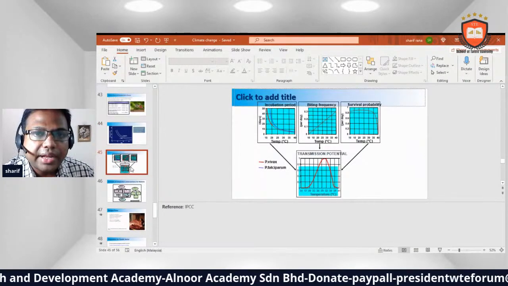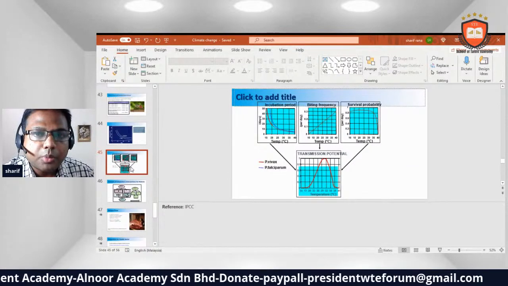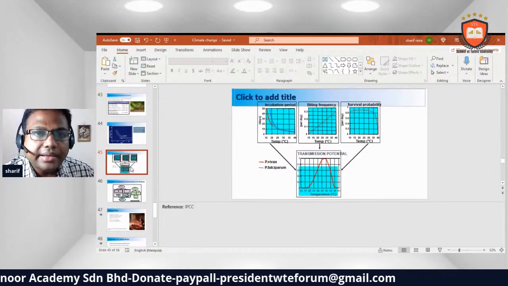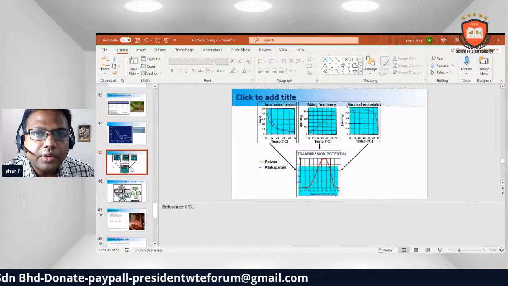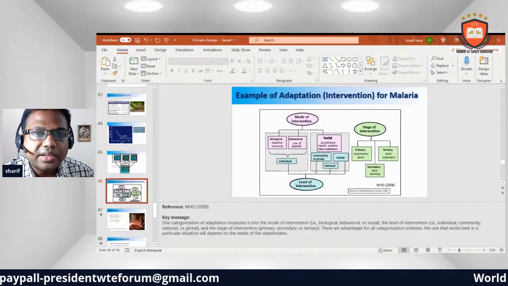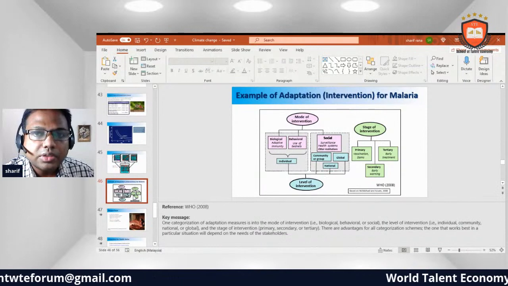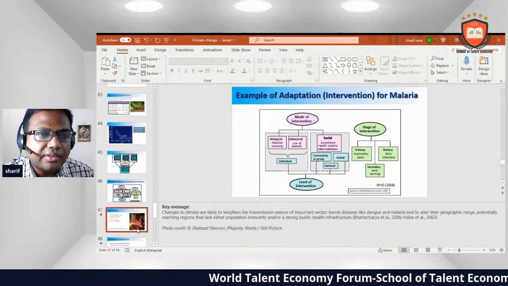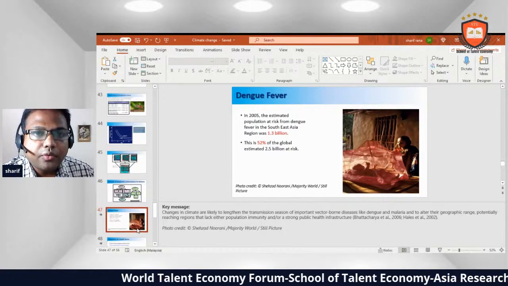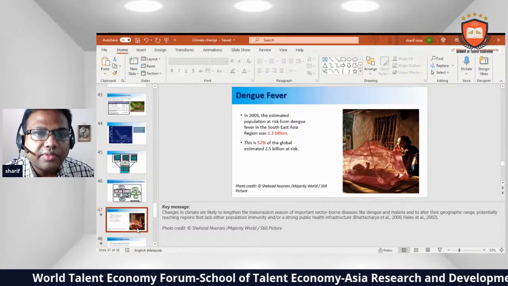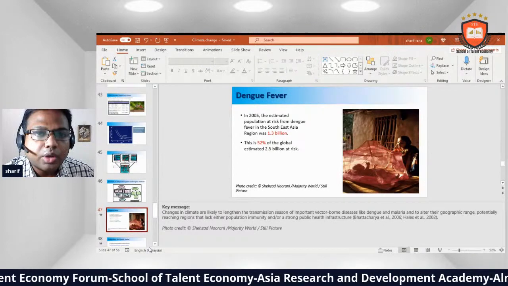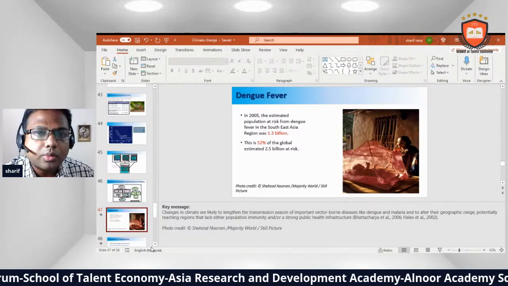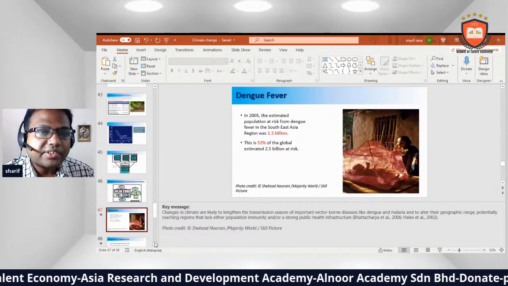There are different kinds of biology for transmission potential: biting, incubation period, biting frequency, survival periods, we are observing. An example of adaptation for malaria: mode of intervention, stage of intervention, level of intervention. Dengue fever: the estimated population at risk of dengue fever in Southeast Asia was 1.3 billion people, 52% of the global estimated 2.5 billion at risk.